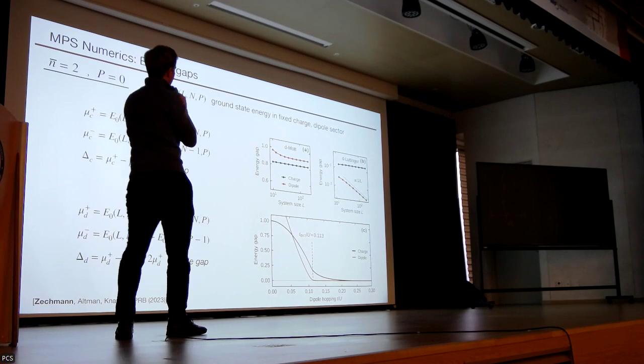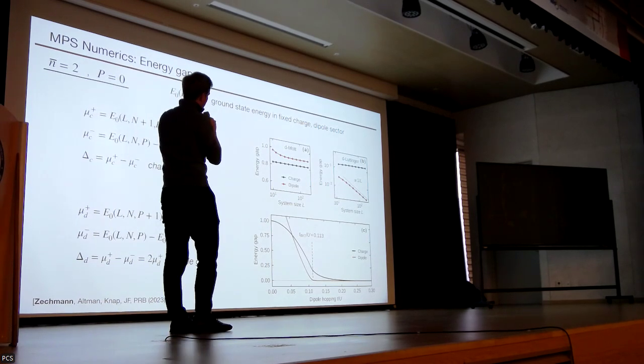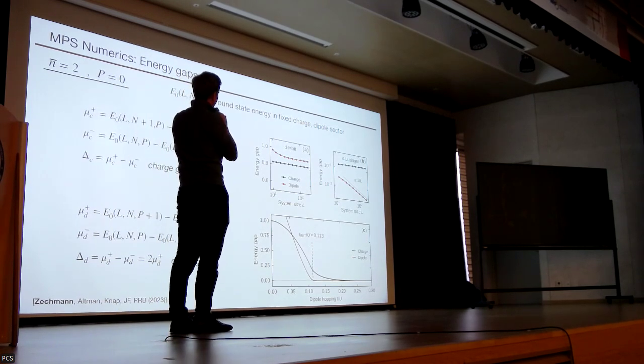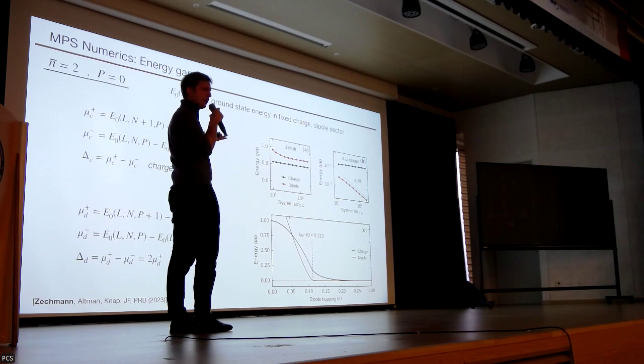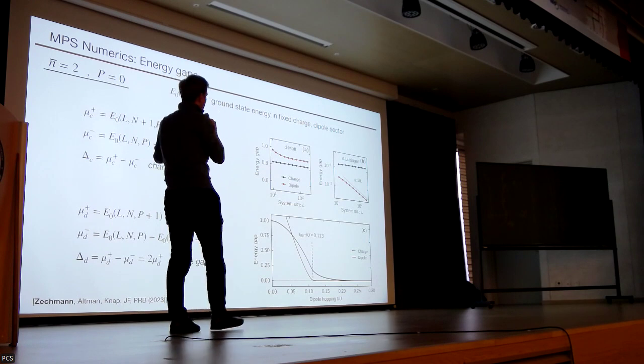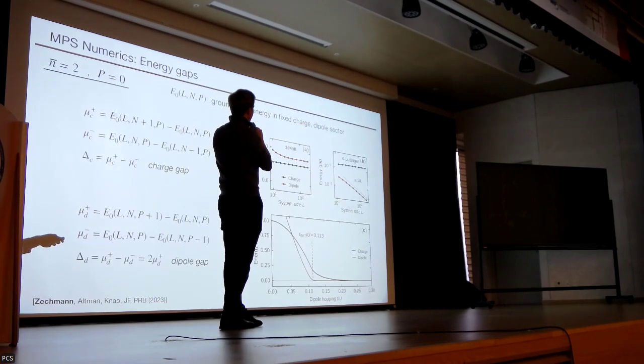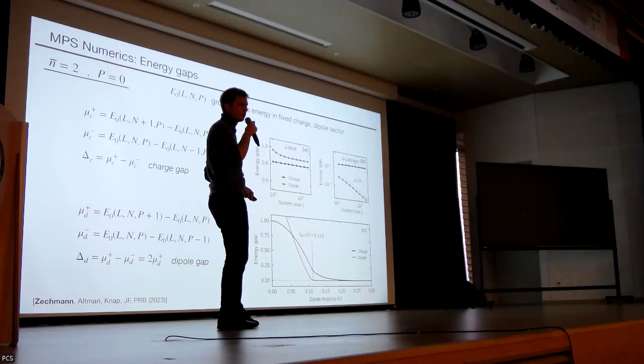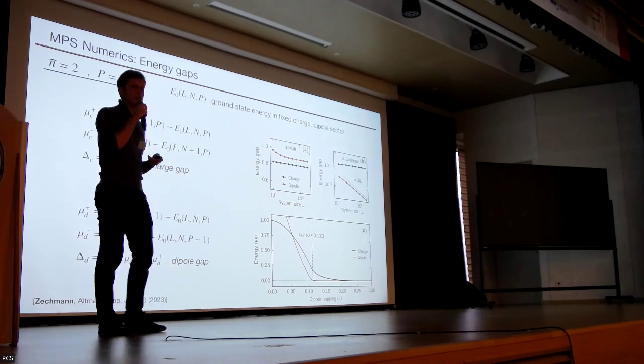And then we see, again, if we do this in the Mott state, and we scale up the system size, both of these gaps converge to a finite value. So both charges and dipoles are gapped out. While if we do this in the Luttinger liquid phase, then the charge gap, which is here in black, stays finite, while we see clearly the dipole gap goes down as 1 over the system size, as one would expect in such a Luttinger liquid.